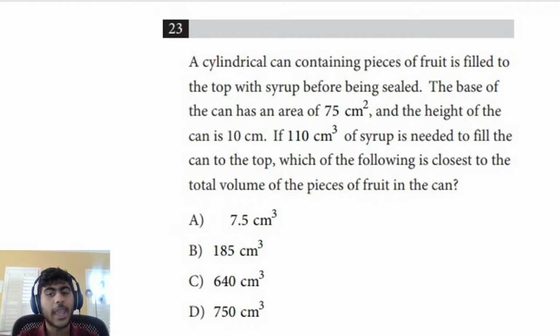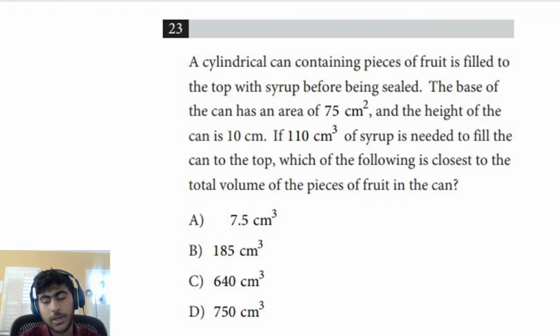Question number 23. We're told that a cylindrical can containing pieces of fruit is to be filled to the top with syrup before being sealed. The base of the can has an area of 75 centimeters squared, and the height of the can is 10 centimeters. If 110 cubic centimeters of syrup is needed to fill the can to the top, which of the following is closest to the total volume of the pieces of fruit in the can?